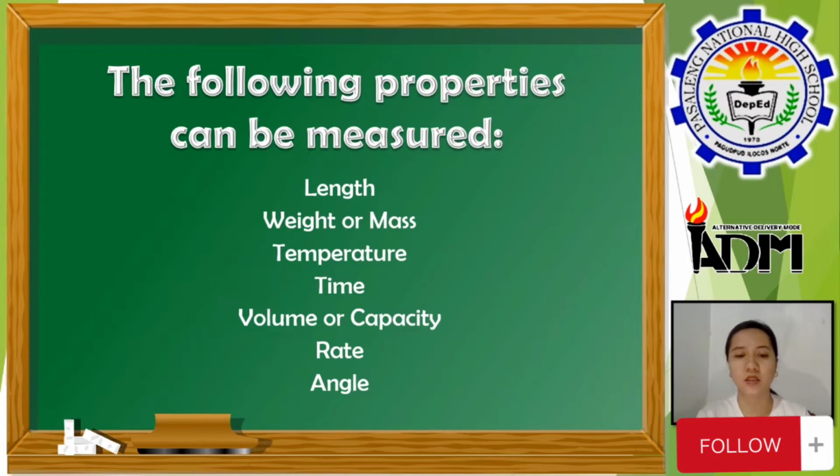Volume or capacity, yung amount na kayang i-hold ng isang bagay. Rate, yung speed, yung kung gaano siya kabilis, gaano kabilis ang isang bagay. And then angle, yung angulo. Minsan yan is geometry.